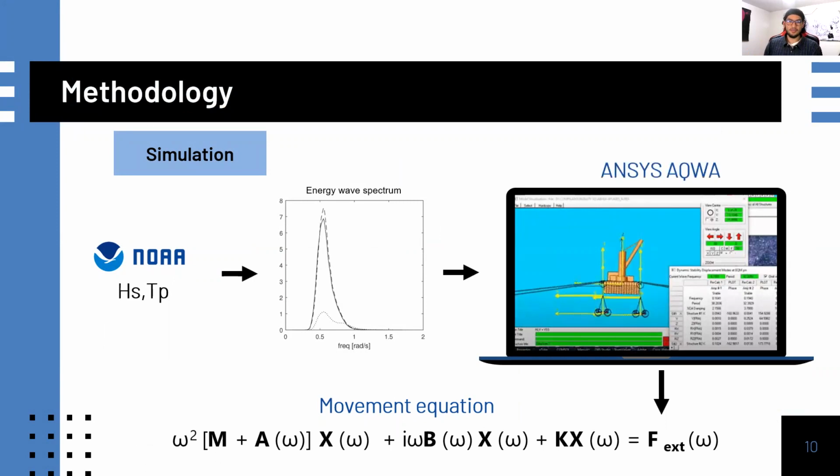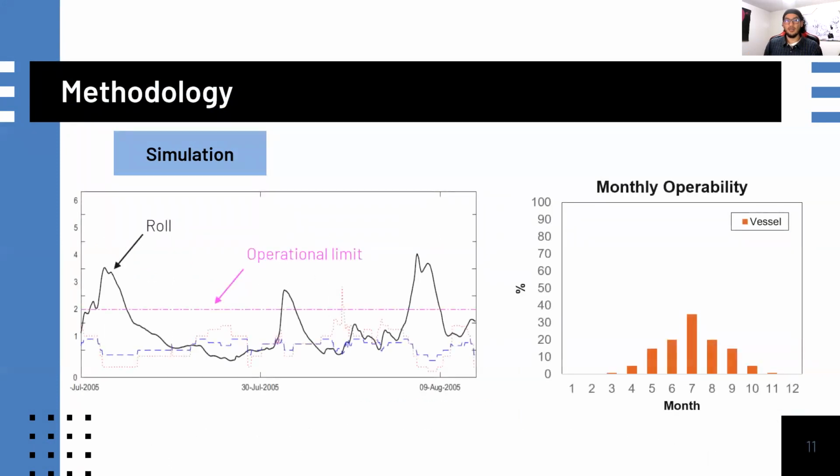all with the help of the software ANSYS AQWA, where M and A are matrices of mass and moment of inertia, in this case of the ship and the plates. B is a matrix of damping. K is a matrix of stiffness, and F represents external forces, including the wave forces. One of these dynamic responses is the roll, and it can be compared with the operational limit in order to get the monthly operability of the system.